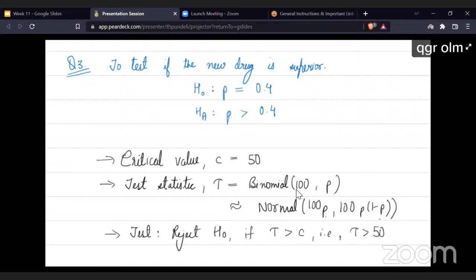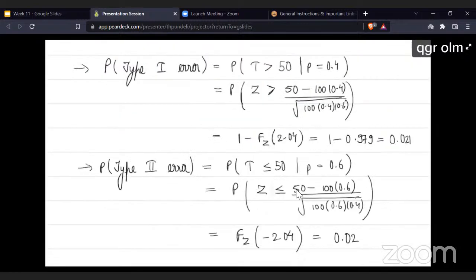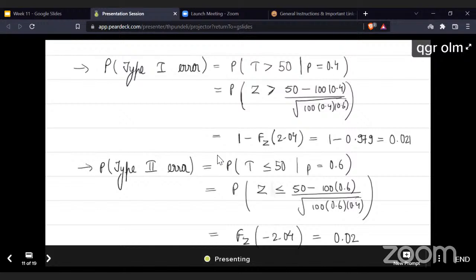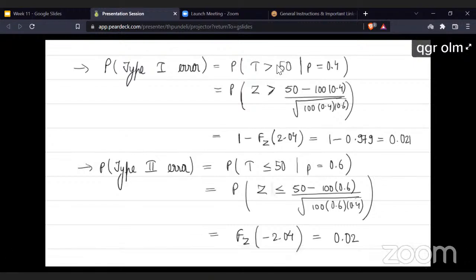Now we have to find what the type 1 error is. So type 1 error, we know, is the probability that T is greater than 50. In place of 50 we generally write C, but in this case we know the critical value. So we can write probability T greater than 50 given p equal 0.4, right?